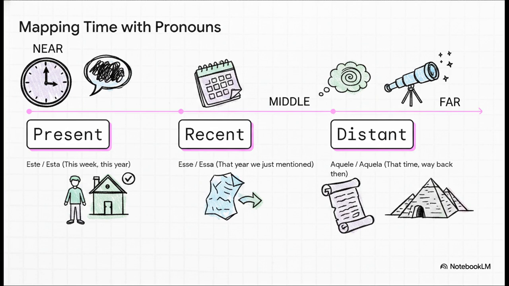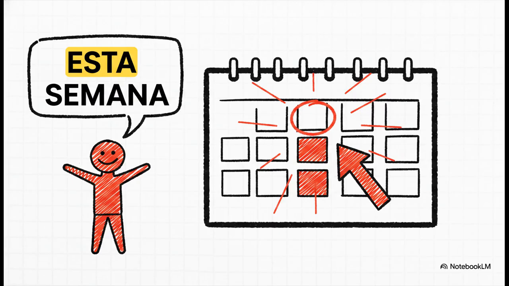Let's see it in action. So for the present, you'd say "esta semana." And why? Because it's the week we are in right this second. It's the closest possible time reference you can have. It's happening now. Simple as that.